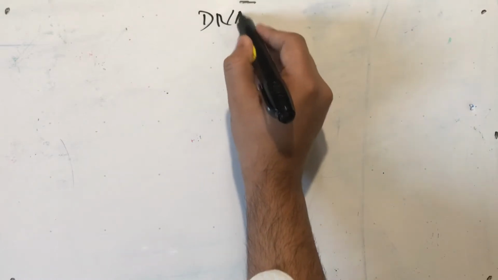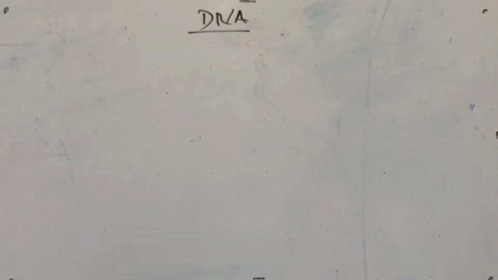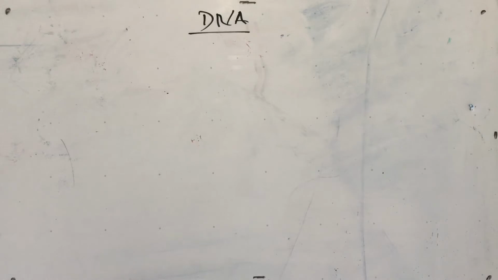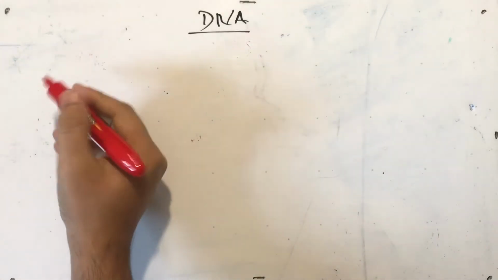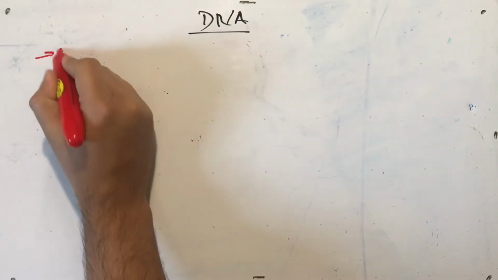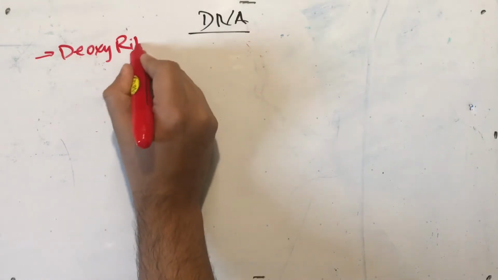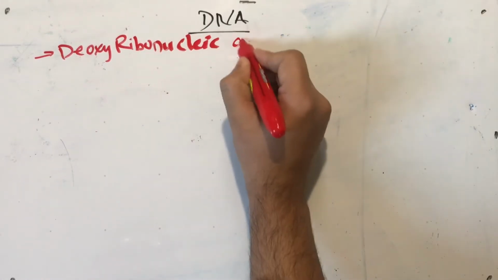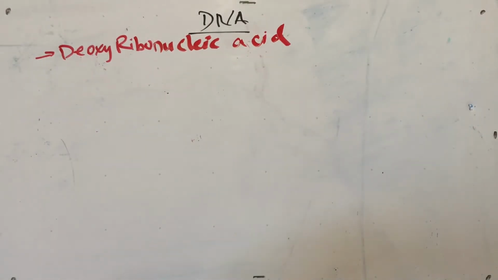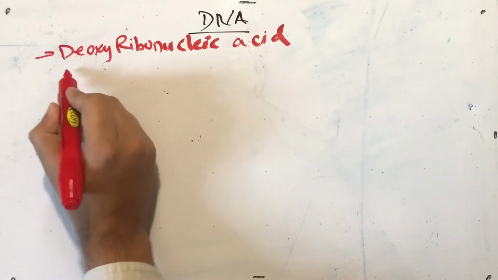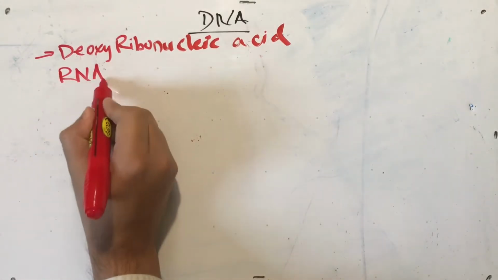Without any further delay, let's get right into today's topic, which is all on a basic overview of DNA. The full form of DNA is deoxyribonucleic acid. And the reason I wrote this R in caps is because we have another similar structure known as RNA.